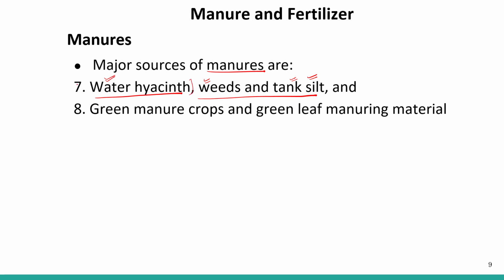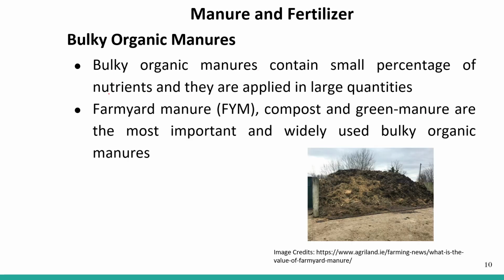So water hyacinth, right? This particular aquatic plant can be taken out and dried, and that can be used as a very good manure. So this is very, very important. Green manure crops and the green leaf manuring material. Sometimes the green manure crops can also be used for making manures. So there are different forms from which we can make manure. Now you can understand what the wastes are that come out on the land and can be converted into manures.